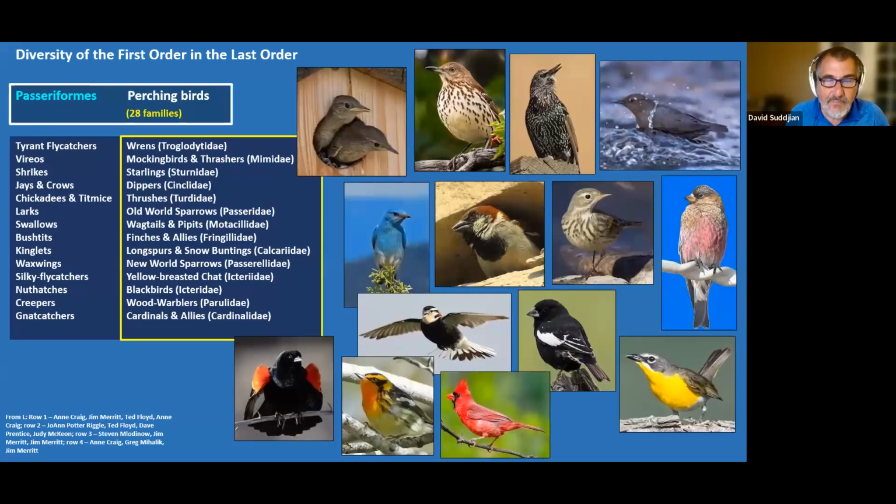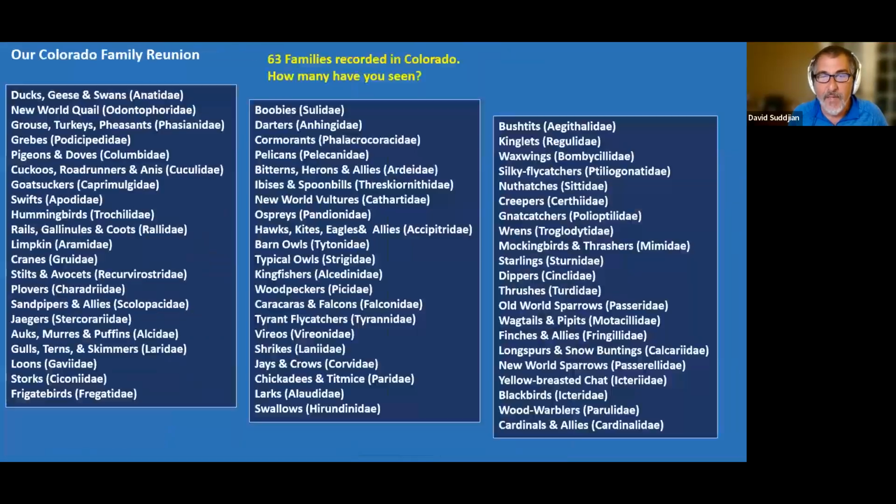So pretty similar names. Then the wood warblers, Parulidae, and the cardinals and allies, Cardinalidae. A lot of diversity in that last family represented by the cardinal. So here, I won't read all these names, but here's all 63 families in Colorado, so you can appreciate the diversity. So those Passeriformes families begin with tyrant flycatchers and go all the way to the end. So it's nearly half of the group is our Passeriformes, or about at least 2/3.